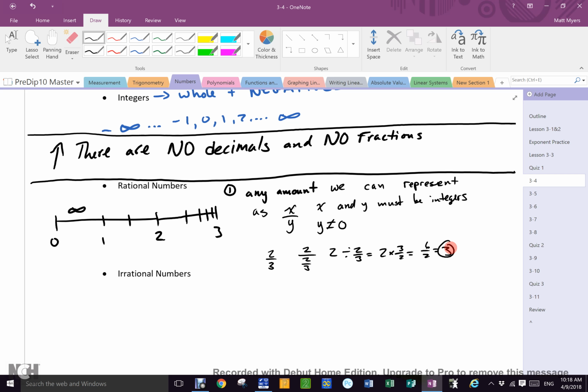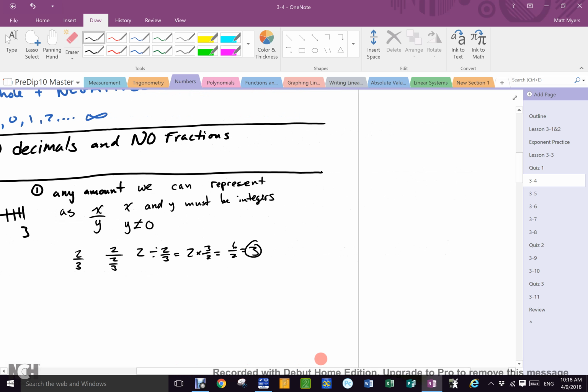Is that the only definition? No. I said there's 2 definitions of rational numbers. You guys, you're smart young people. If we can use fractions, what's the other way we use to represent the space between whole numbers? Decimals. The other definition is this. Any decimal that ends or repeats. So, 2/3. If I put that into my calculator, I get 0.6666 for how long? Forever. It repeats. Everybody understand?